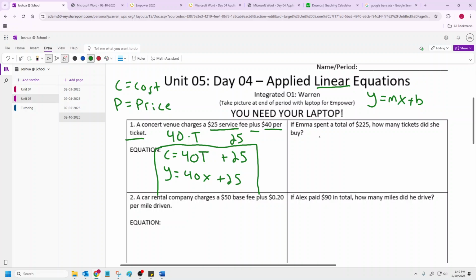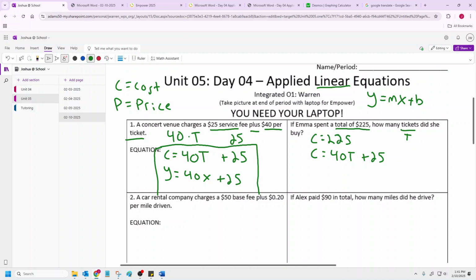Now I'm going to take you over here. If Emma spent a total of $225, how many tickets did she buy? Remember, our equation had T for tickets. So I'm going to use my equation over here. And yes, I'll show you the Desmos thing in a second. We want to know the total cost. The total cost she spent was 225. I have another equation, C equals 40t plus 25. Remember substitution? Well, guess what?